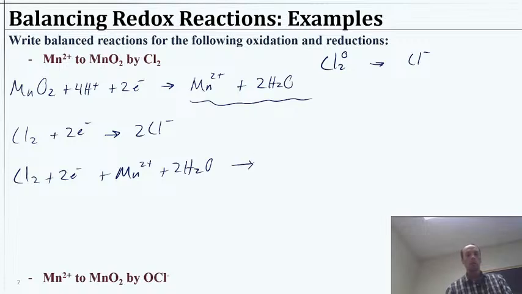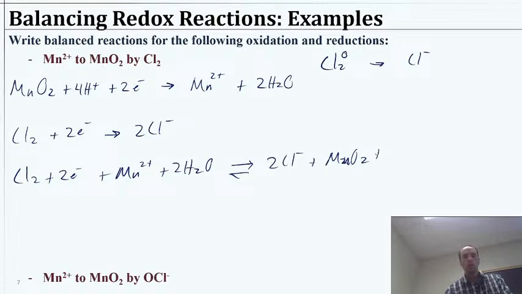By the way, these are technically equilibrium reactions as well. So then on the right side, we'll end up with 2 chlorides, and then all of this stuff over here. So I'm going to write that out, balance it, and we'll get out of here. So plus MnO2 plus 4H plus 2 electrons. You'll see the electrons should cancel, and what we're left with should be balanced. So that would be our balanced redox reaction.